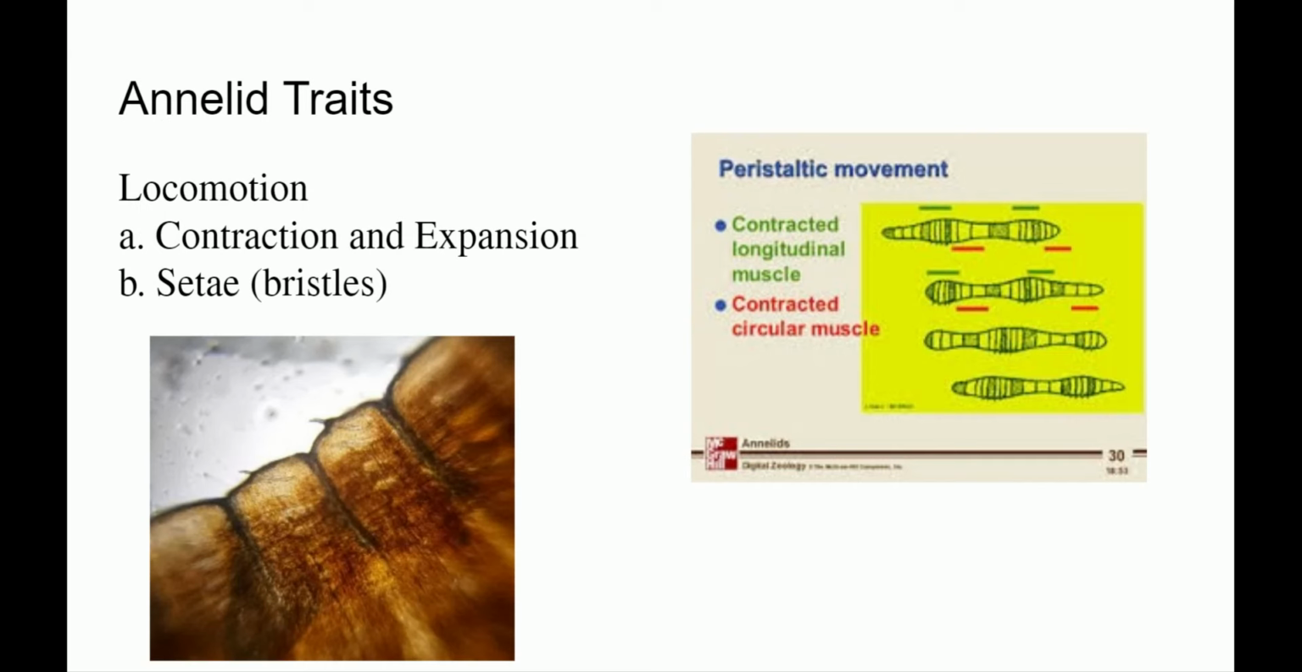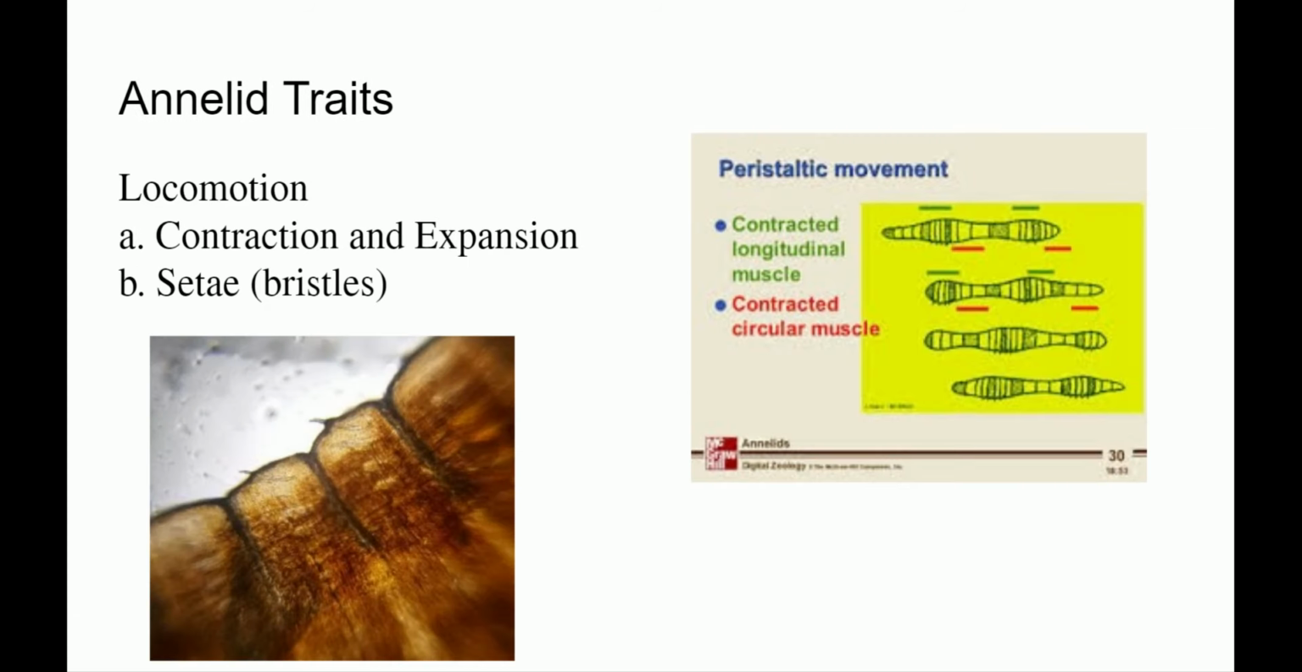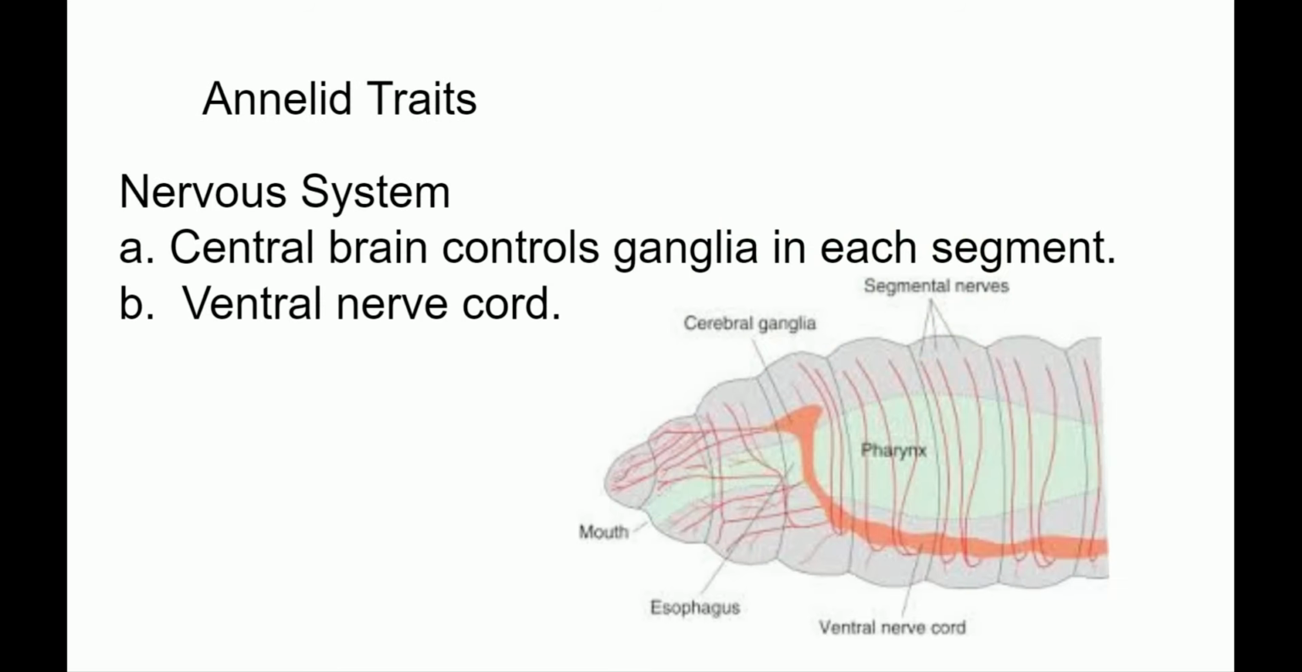So again, earthworms, all annelids have those little bristles, those little CDs. Right here, it's really zoomed in. But earthworms move by being able to contract and expand all of their segments. And we have longitudinal muscles and we have circular muscles, and it gets really cool.